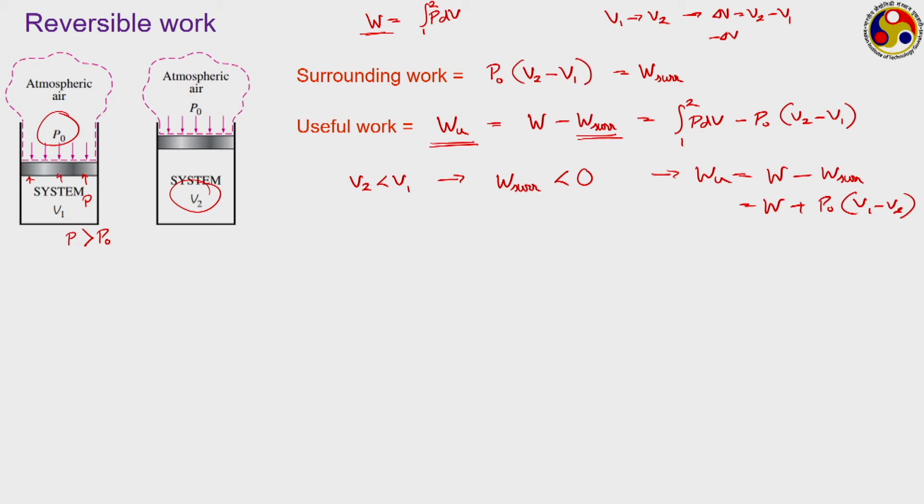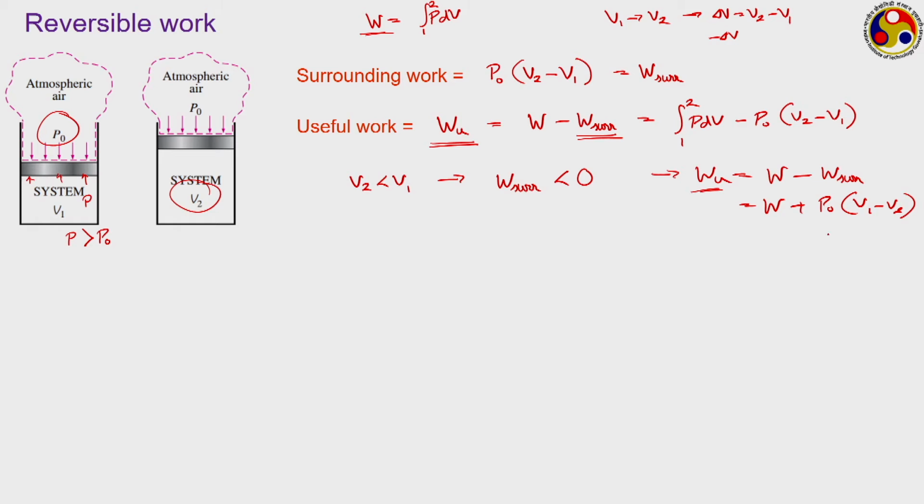and in this case V1 minus V2 is a positive quantity. When the system is undergoing a reduction in its volume, the surrounding work will help. That is, when you are going for a compression work, the added pressure of the atmosphere helps in reducing the actual work requirement for your system. Your W will then be lesser than your useful work, and you will be gaining from the surrounding work.